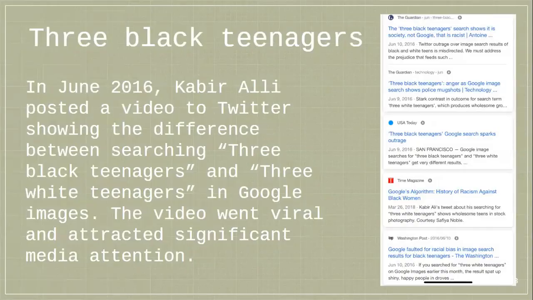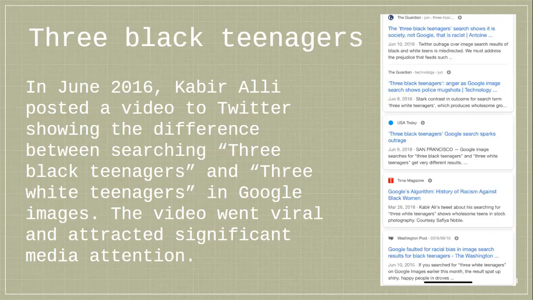So one of the things that got me interested in this was a viral video from Twitter in 2016. So I'd been thinking a little bit about Google at this point, but this really hit home for me when I was thinking about their image search. There was a Twitter user who showed a video of the difference of searching three black teenagers and three white teenagers in Google images. And that video got a ton of media attention. So over on the right, I just have a screenshot from my phone of the kind of media outlets that were covering it. So major papers, Guardian, USA Today, Washington Post, Time Magazine, major news outlets there. And again, it attracted a lot of attention.